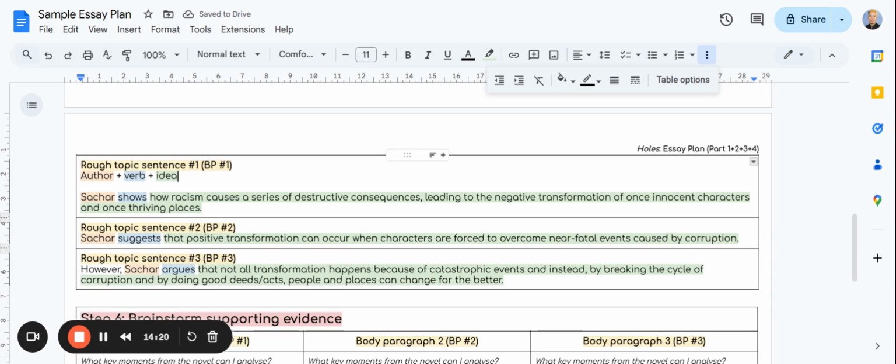So, this is how I would be coming up with my rough topic sentences for each of my body paragraphs that will form the backbone of my essay. So, hopefully that's helped today.